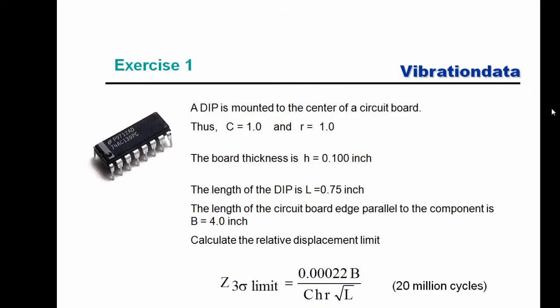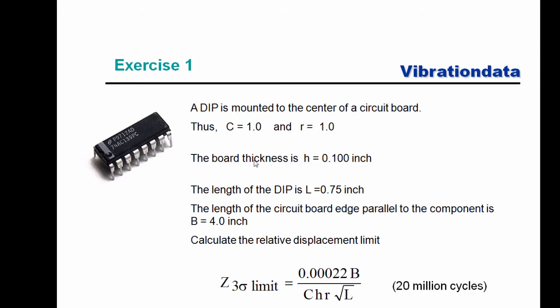Okay, now we're going to do an actual example. Part of this will be a review exercise, and then we're going to add some new things to it. So here's this dual inline package, and I'm sure this must be obsolete by now, but you get the idea. A dual inline package is mounted to the center of a circuit board. Since it's a dual inline package, its C value is equal to 1, and the R value is equal to 1 because it's at the center of the circuit board.